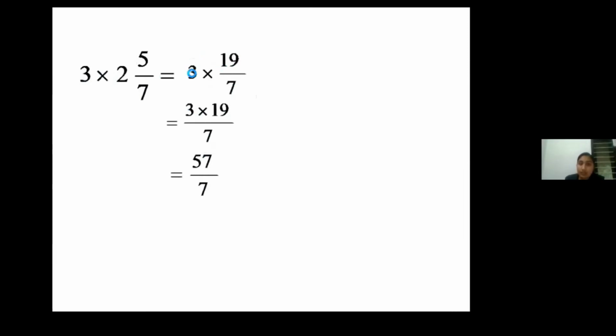Here is the multiplication of a whole number with a fraction. So you have to multiply the whole number with the numerator of the given fraction and keep the denominator the same. So 3 into 19 by 7. So 3 into 19 is 57. So the answer is 57 by 7. Is it clear?